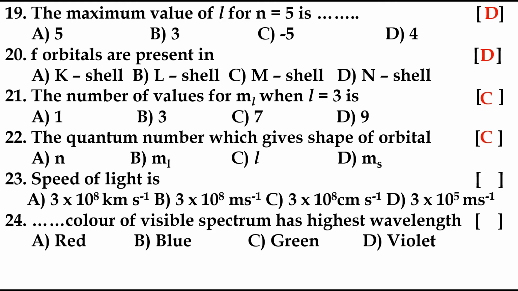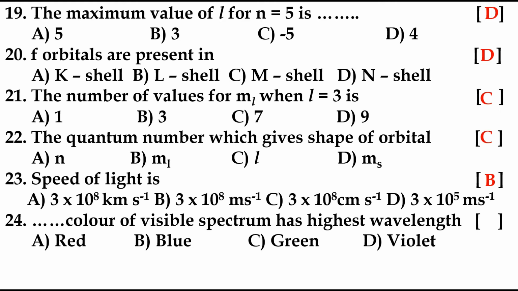23. Speed of light is dash. A, 3 into 10 power 8 kilometer per second. B, 3 into 10 power 8 meter per second. C, 3 into 10 power 8 centimeter per second. D, 3 into 10 power 5 meter per second. Answer is option B, 3 into 10 to the power 8 meter per second.